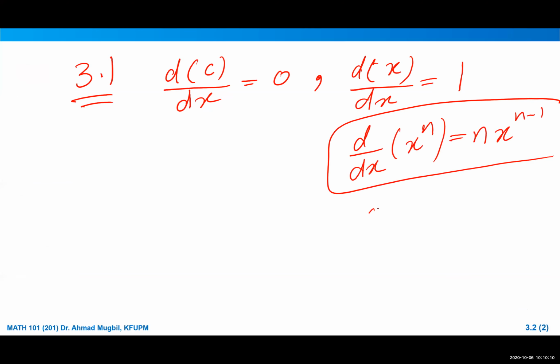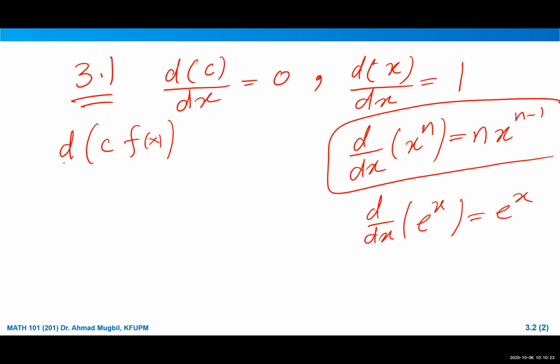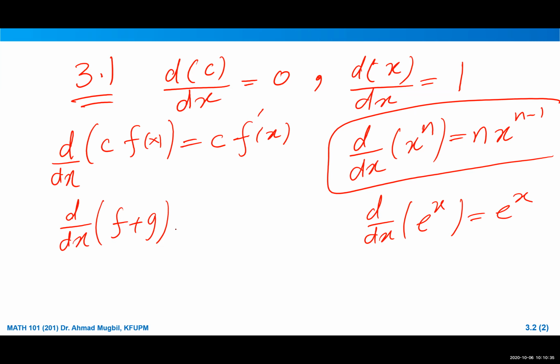We had also the derivative of the exponential function. It is itself. It is a very nice, cute function. What else? We have learned also that the derivative of a constant multiplied by a function, what will be the derivative? The derivative will be that constant multiplied by the derivative of that function. Also, we have studied the sum and the difference rules. If you have f plus g, then its derivative will be f prime plus g prime.